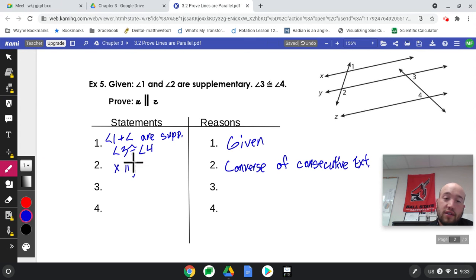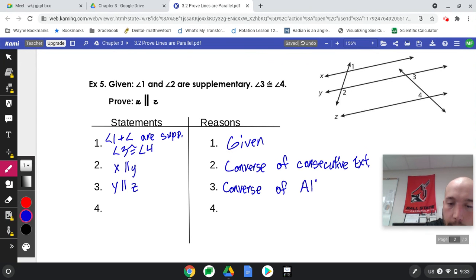Now we look at the next thing, 3 and 4 congruent. Those are alternate interior angles, so we can determine that Y is parallel to Z because it is the converse of alternate interior. All right, and so we are almost done. If X is parallel to Y and Y is parallel to Z, then we know that X is parallel to Z because we can cut out that middleman, and determine that those are also parallel by our transitive property of parallel lines. You can just put transitive.